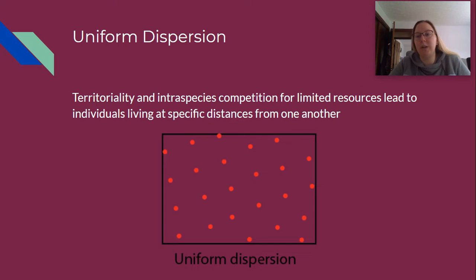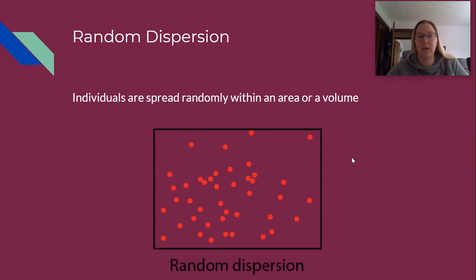Uniform dispersion is when you are looking at species who are territorial. They don't have interspecies communication just for mating purposes. The competition for limiting resources leads to these individuals that live at specific distances to one another where this is their area. They don't interact with this guy because if they get too close, they're going to be overlapping those limiting resources. In random dispersion, individuals get spread randomly within the area or volume.